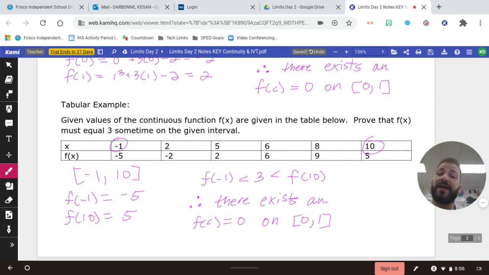Okay, so the table's kind of nice. You don't even have to plug in numbers. That was the easiest, quickest math problem you've ever done. Just a lot of writing.